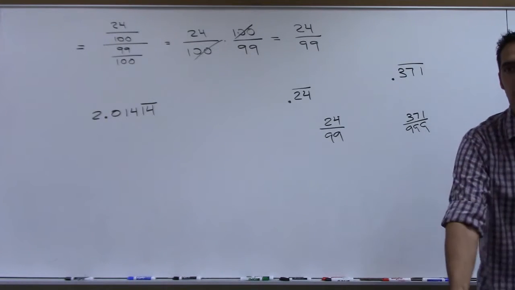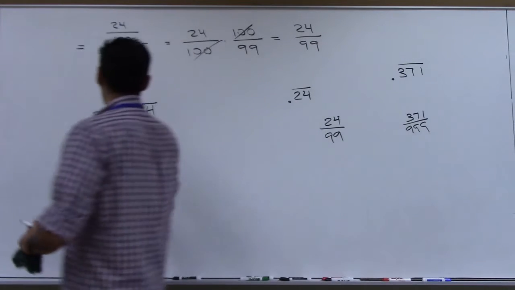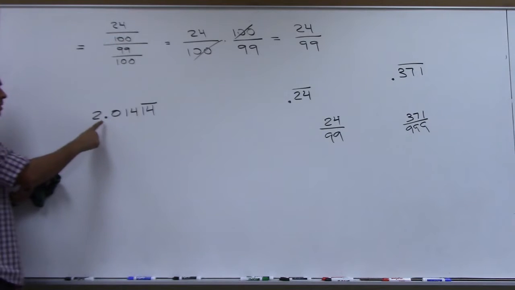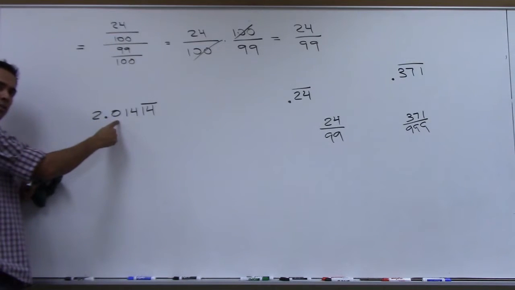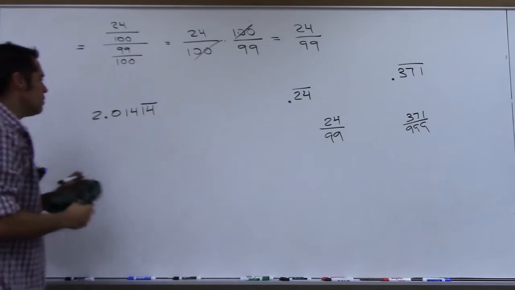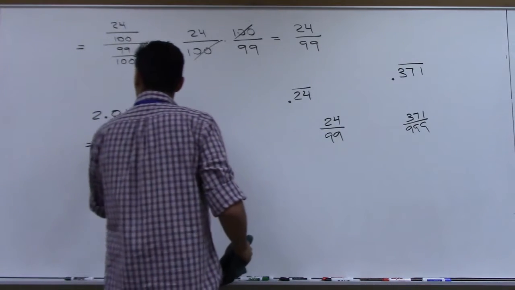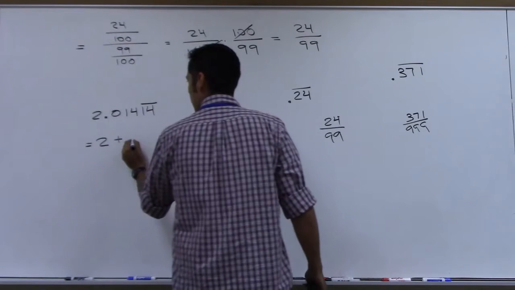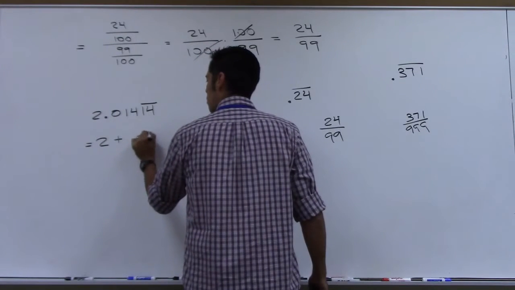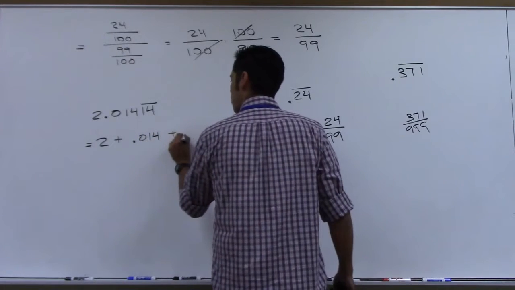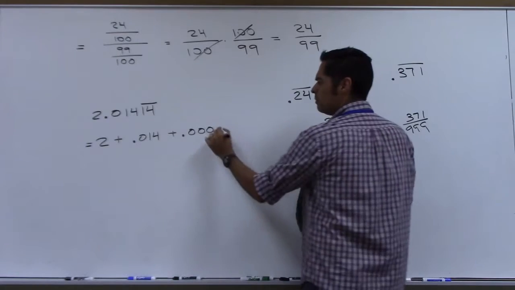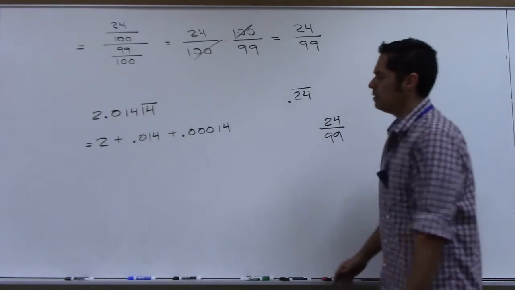All right? So notice a couple of things about this one. The 2 is first, right? The 2's not in the pattern. Point, and there's a 0 first, and then 1, 4, 1, 4, 1, 4. So the way we break this up, 2 plus 0.014 plus 0.00014. Is that going to be right?